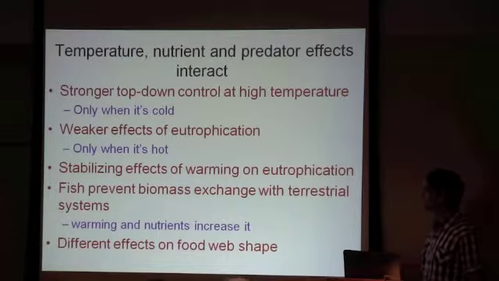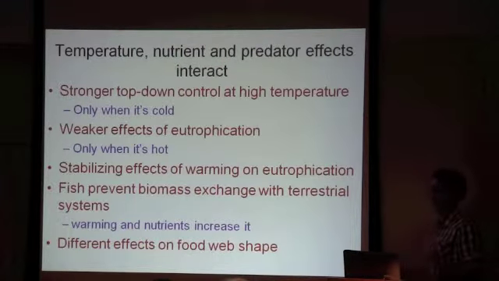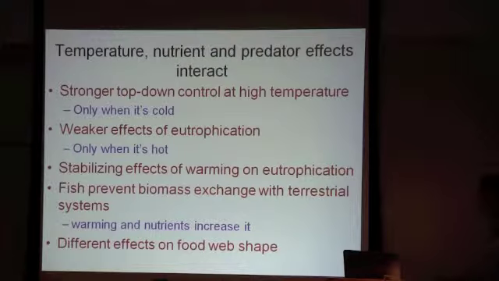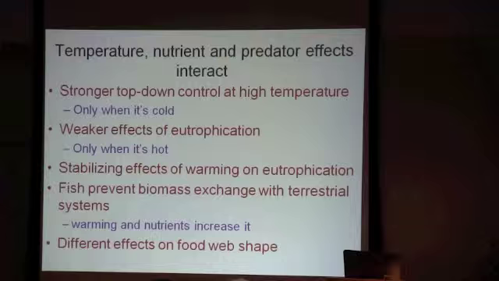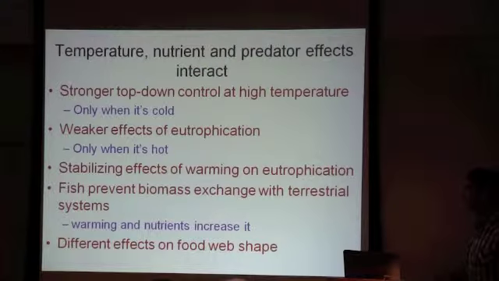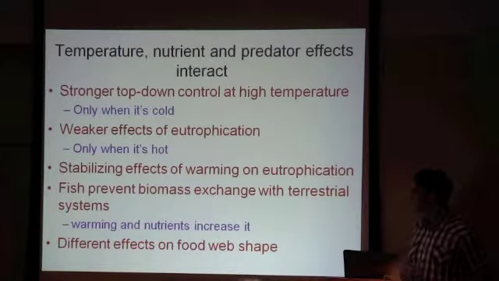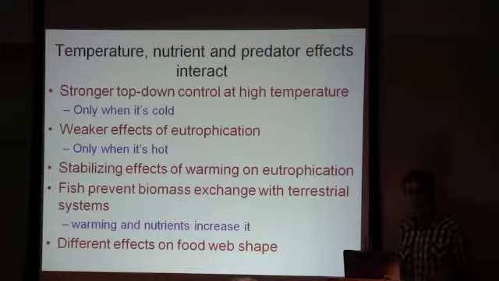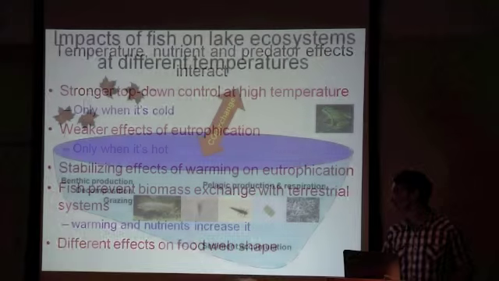We found that fish are really sort of the border guards of lakes and ponds. They prevent biomass exchange with terrestrial ecosystems. They prevent emergence of both insects and amphibians. And they also prevent decomposition of detritus. So they actually, by eating all the bugs, prevent detritus from getting broken down because those bugs are what chews up that detritus. And we found really distinct effects of these three different environmental changes on the shape of the food web, on the distribution of biomass among the different components of these food webs.